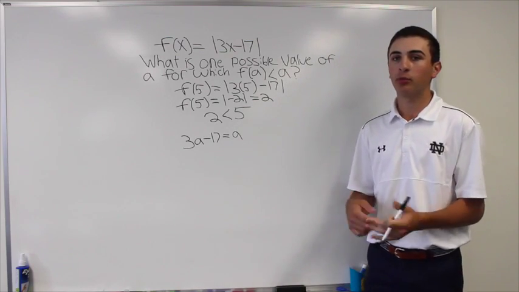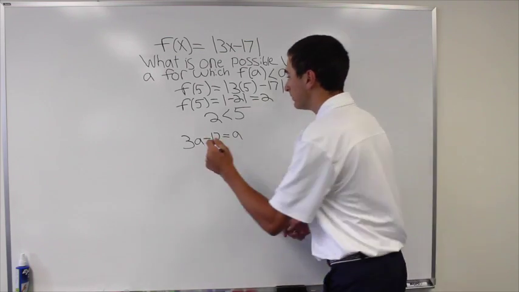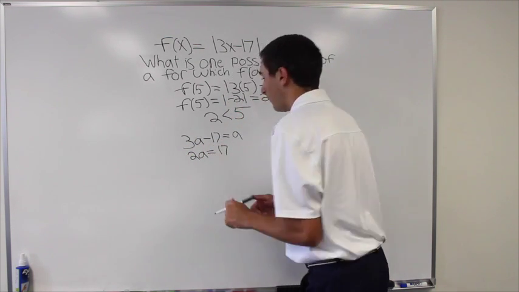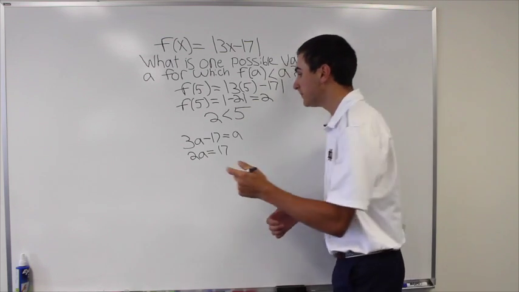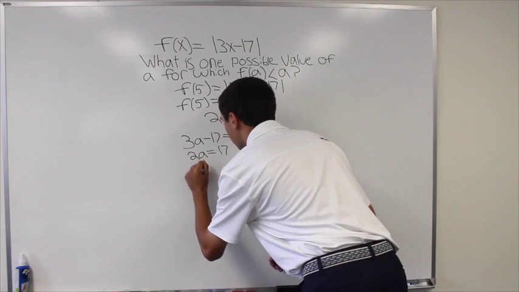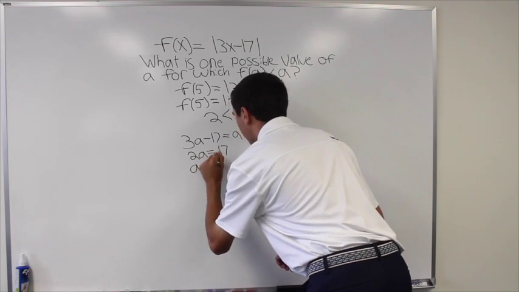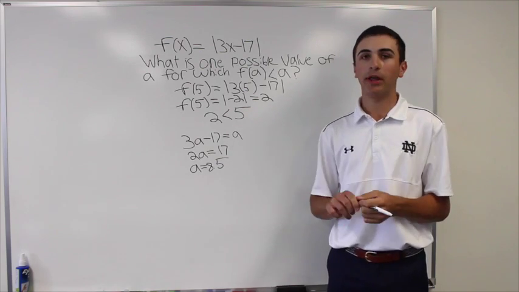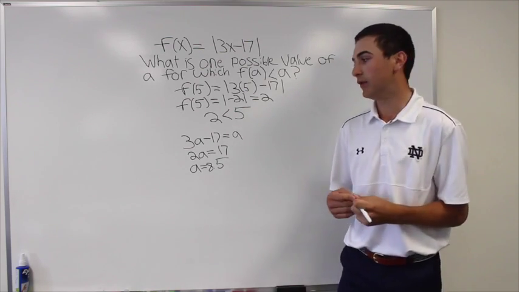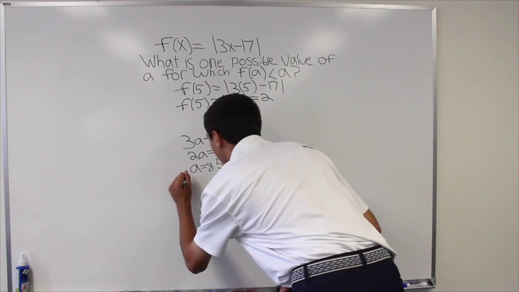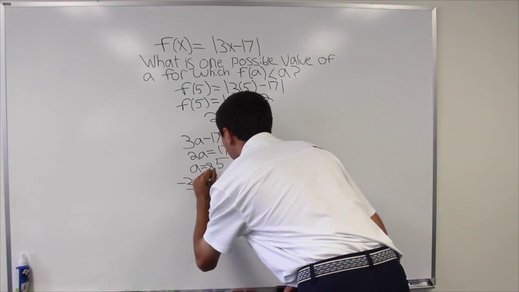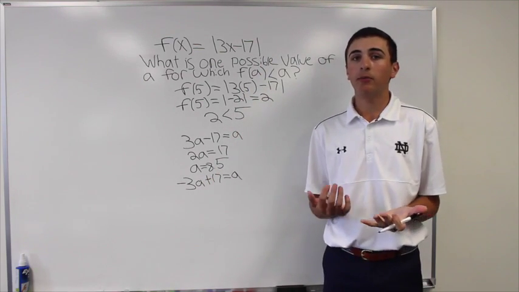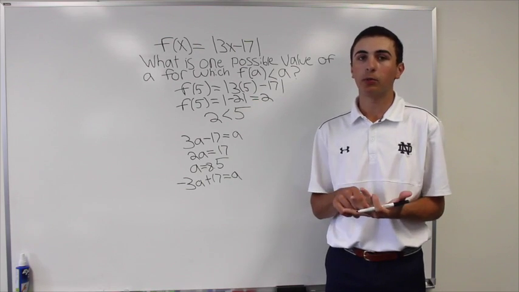When we evaluate this, we get 2a equals 17, and a equals 8.5. To find our minimum boundary, we're going to take the opposite of 3a equals 17, negative 3a plus 17. When we evaluate that, we get 4a equals 17, or a equals 4.25.